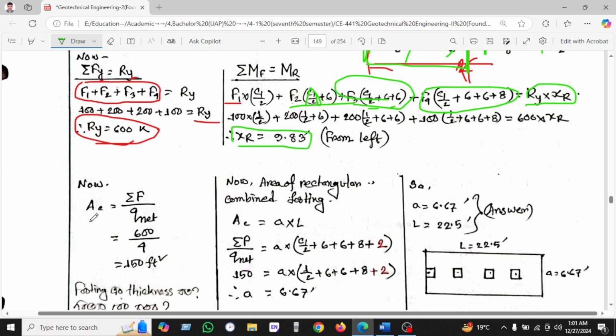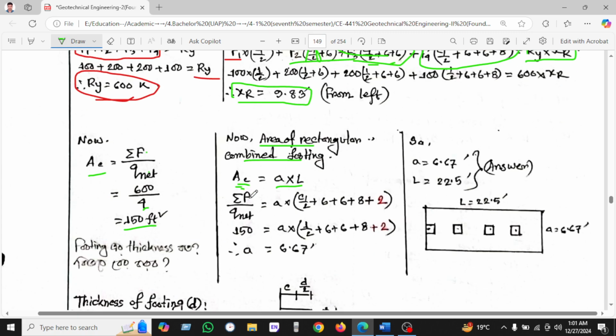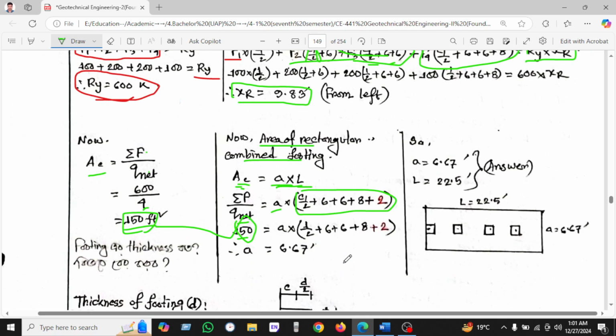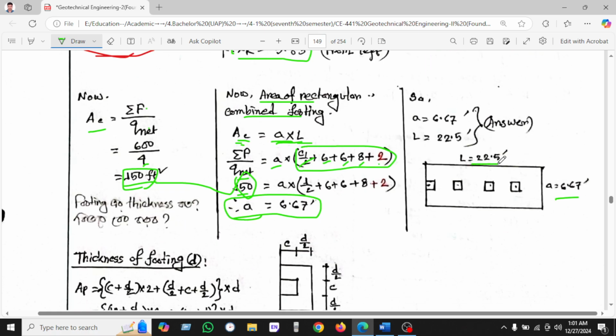Now we will calculate A equal to force into stress, and found here the area is 150. Now we are comparing here. We know the area of rectangular combined footing A equal to A into L. We know the A, and L is here. We know the other is A equal to force over Q net, which we have found 150. On the other hand, we know A into L. How will we get L? C plus 2, 6, 6, 8, 2, and found A equal to 6.63. So this is the 6.63, and L equal to 22.5.